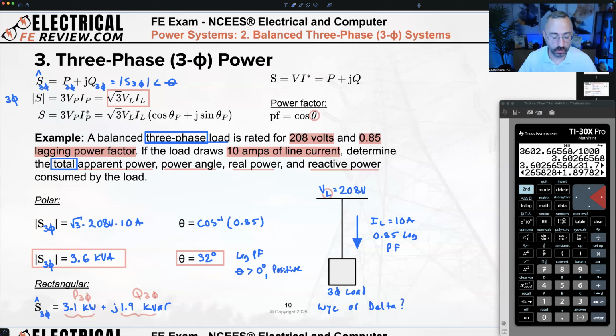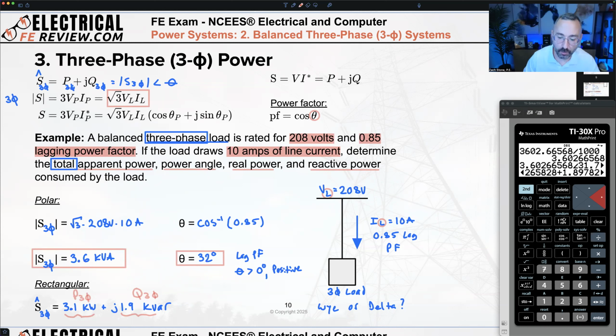What values were given in the problem? Problem gave us line values, right? Magnitude of the line voltage, 208 volts. Magnitude of the line current, 10 amps. Power factor and power angle, they're equal for per phase or three phase. But if I already have my line values, voltage and current, does the connection make a difference when it comes to power? It doesn't. All of these formulas apply to both delta and Y, right? As long as I know my line values, ignore the connection type, right?